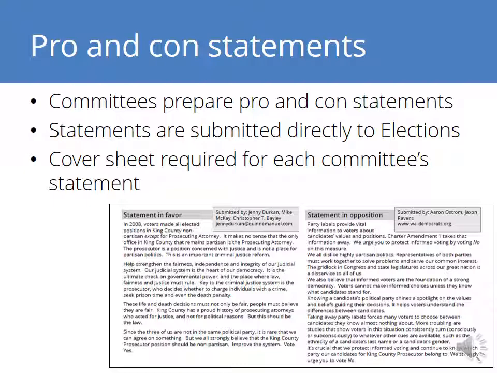The pro and con committees prepare the statements in favor of and in opposition to a ballot measure. The statements are submitted directly to King County Elections, not through the jurisdiction. A cover sheet, which is included in the local voters' pamphlet packet, is required for each committee's statement. All statements must be received no later than 4:30 p.m. on the day of the deadline. No late submissions will be accepted.